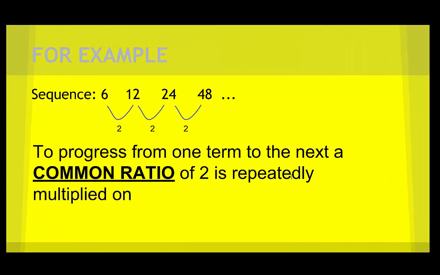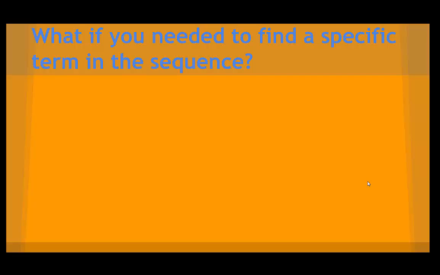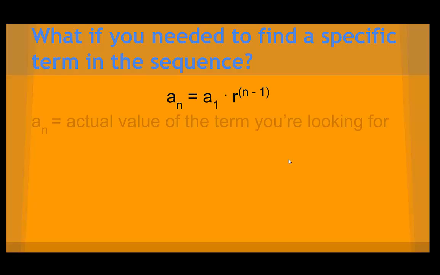This is an example of a geometric sequence. As shown, a common ratio of 2 is repeatedly multiplied on to progress from one term to the next. However, what if you needed to find a specific term in a geometric sequence? Well, you would use this formula.